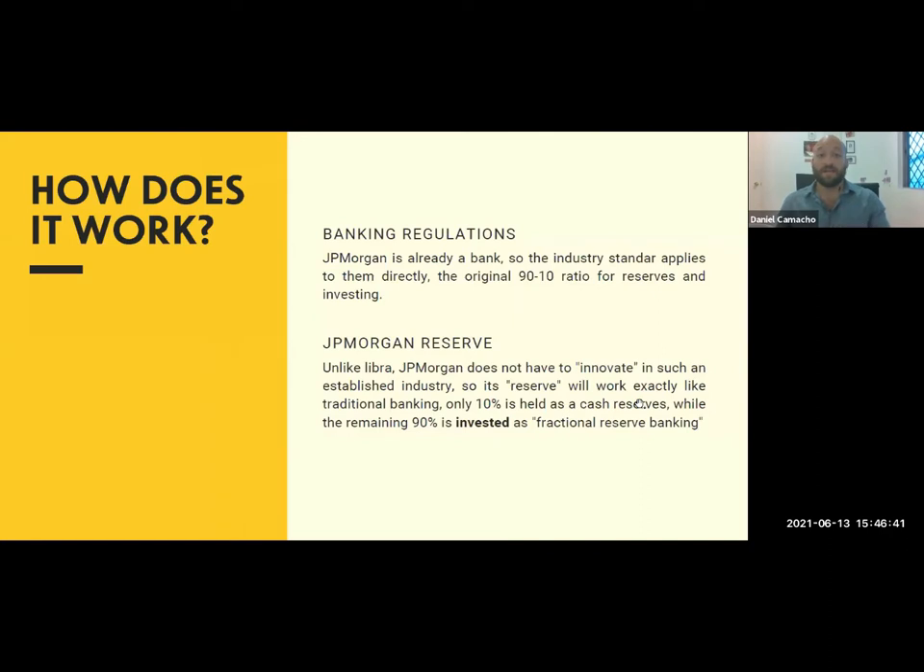Why is that? Because JP Morgan is already a bank. So the industry standard applies to them directly. The original 9-10 ratio for reserves and investing applies directly to JP Morgan. So unlike Libra, JP Morgan does not have to innovate in such an established industry, so its reserves will work exactly like traditional banking. Only 10% will be held as cash reserves, while the remaining 90% is invested as fractional reserve banking. Okay?